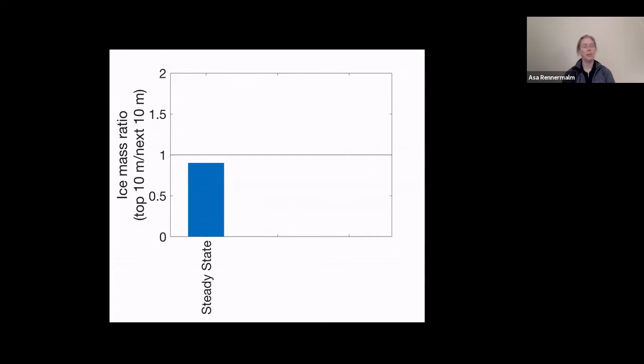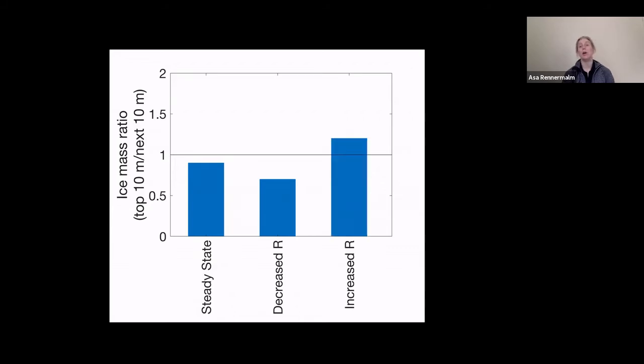If we are in a period of decreasing refreezing and surface melting, we would expect the bottom part to have more ice than the top part, and you would have an even lower ratio. In contrast, what we've seen though is that since the early or mid 90s, there's been an increase in refreezing and surface melting, and then we would expect a ratio above 1.